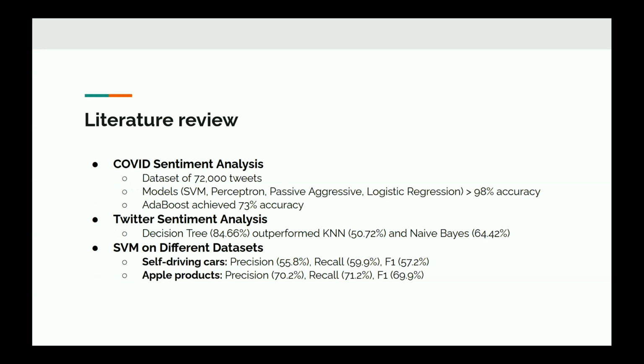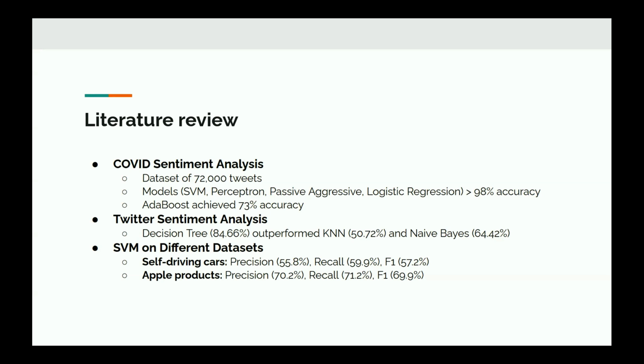So for the first term paper, we did cover COVID sentiment analysis, where the data set consisted of 72,000 tweets, and the models that were used in this term paper are here. Support vector machine, perceptron, passive aggressive, and logistic regression all had accuracy of more than 98%, and they outperformed XGBoost, which achieved 73% overall accuracy.